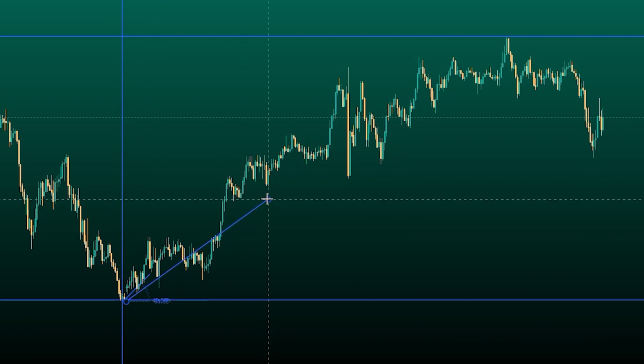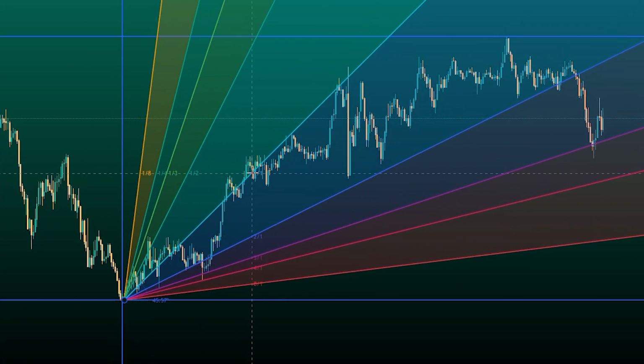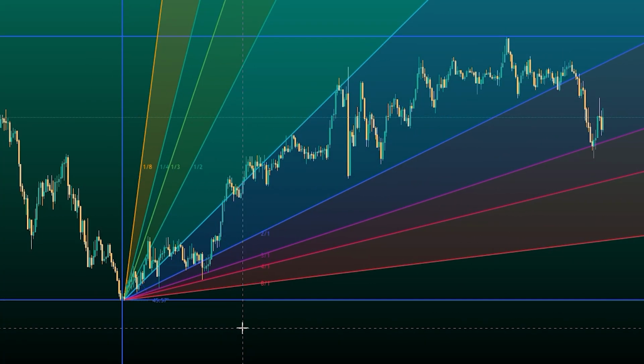Once the 45-degree line is in place, you apply the Gann fan. From that same point, the fan creates multiple angles that act as dynamic levels. As long as price stays above the 45-degree line, the market remains strong. If price breaks below it, momentum may be shifting. Price will often move between the different angles of the fan, giving you potential entries and reaction zones.